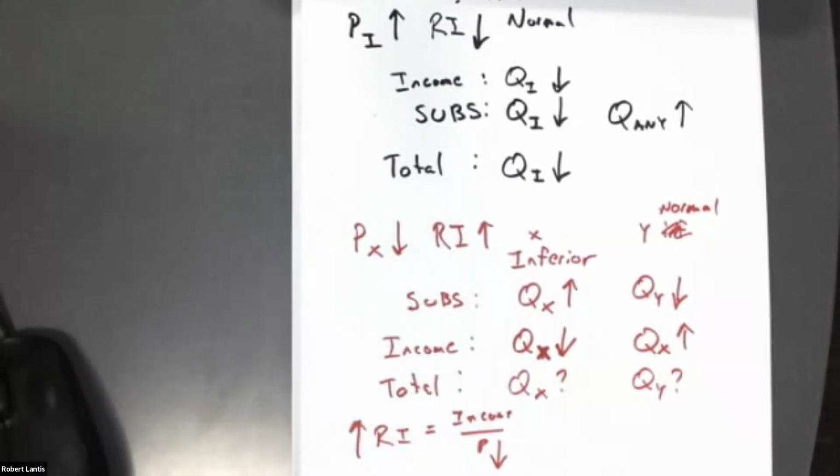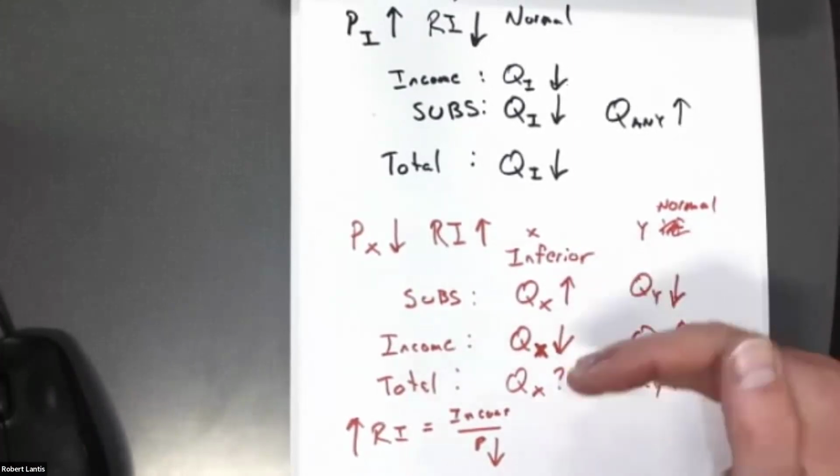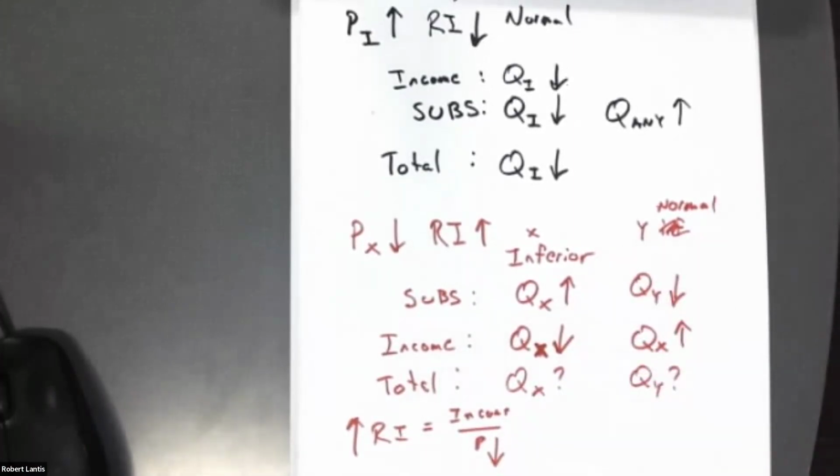The only time you might have indeterminate as a possible answer is when the income and substitution effect push the quantity in different directions. Then the total effect you could end up with being indeterminate.